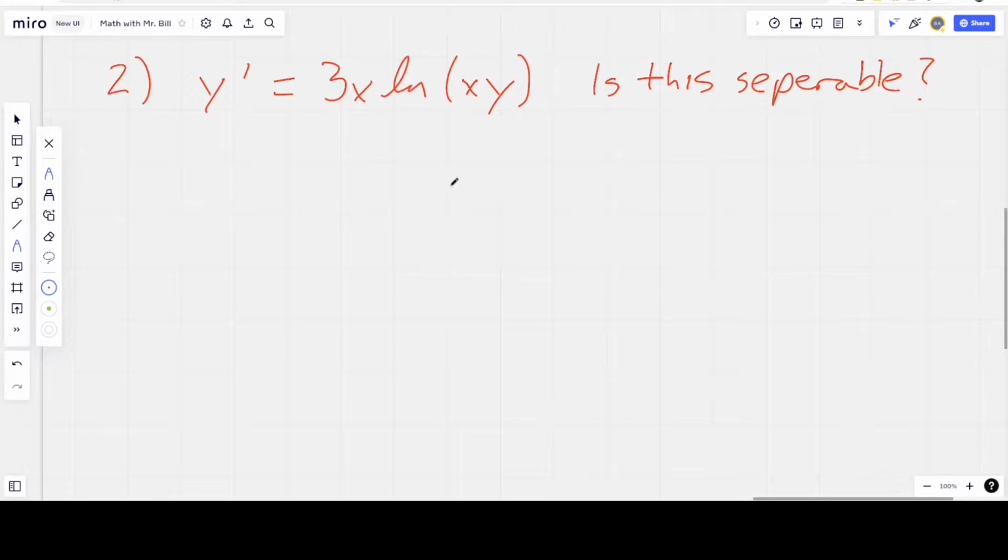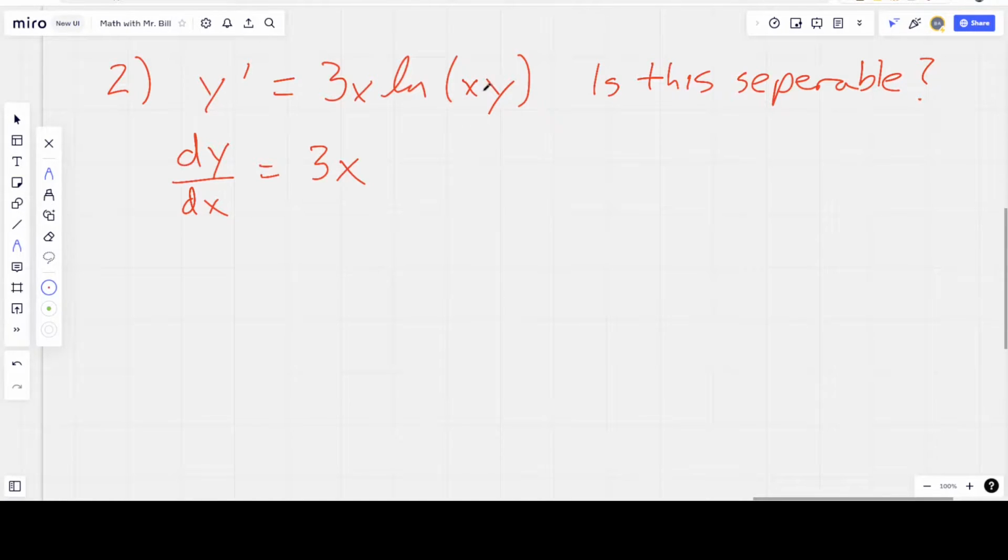Now, to separate an equation means to carry all of the y values to one side and all of the x values to the other side. Let's see what we've got here. We've got y prime, which I can write out as dy dx, which will be useful for determining whether or not this is separable. Then we've got 3x and then the natural log of xy. As it stands right now, the natural log of xy, those are embedded together, and there's no real way to separate that using division or anything like that.